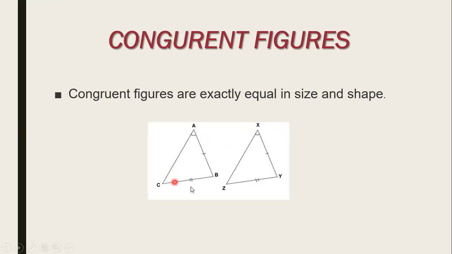For example, you can see here this triangle. Both the triangles seem to be the same in shape and in size. So AC equals XZ, BC equals YZ, and AB equals XY. So the measurements will also be the same. Like this it will be. Then we can say these diagrams are congruent to each other.